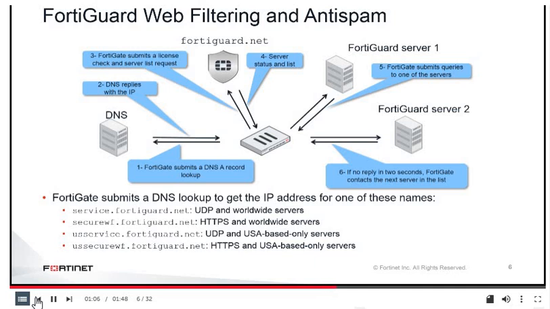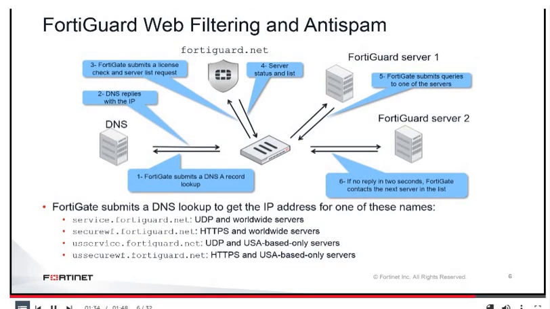The FortiGuard service name depends on the FortiGate configuration. Service.fortiguard.net: FortiGate is configured to use UDP and communicate with servers located worldwide. SecureWF.fortiguard.net: FortiGate is configured to use HTTPS and communicate with servers located worldwide. USService.fortiguard.net: FortiGate is configured to use UDP and communicate with servers located only in USA. USSecureWF.fortiguard.net: FortiGate is configured to use HTTPS and communicate with servers located only in the USA.